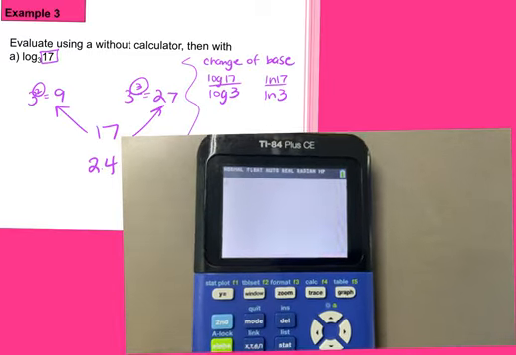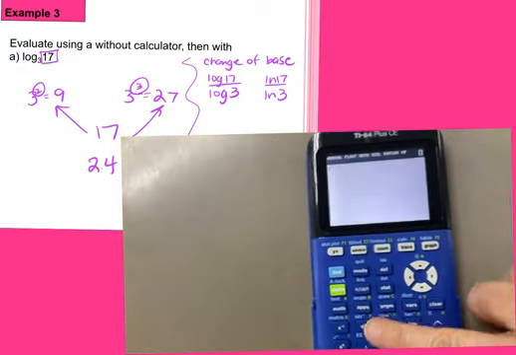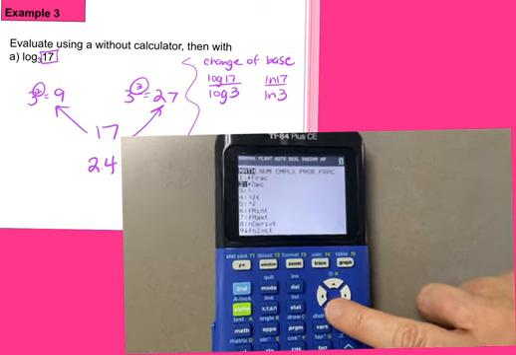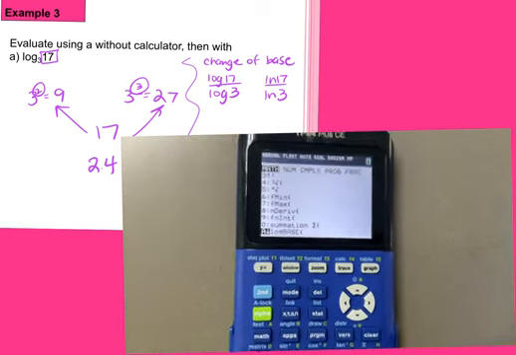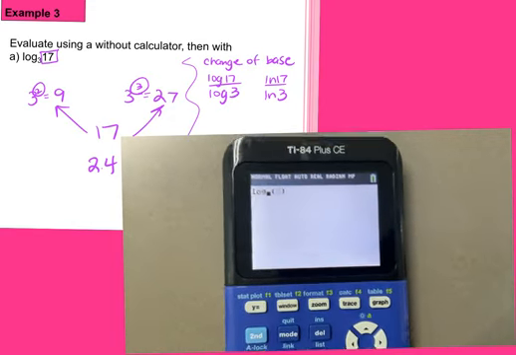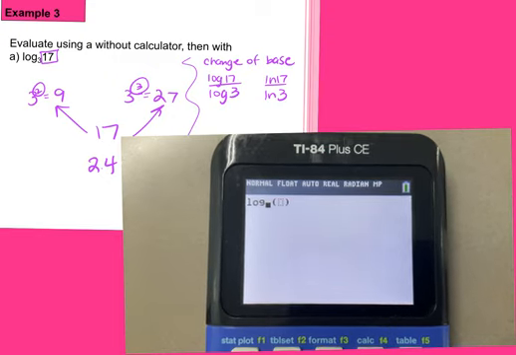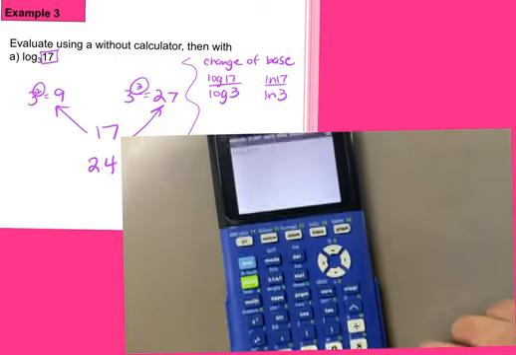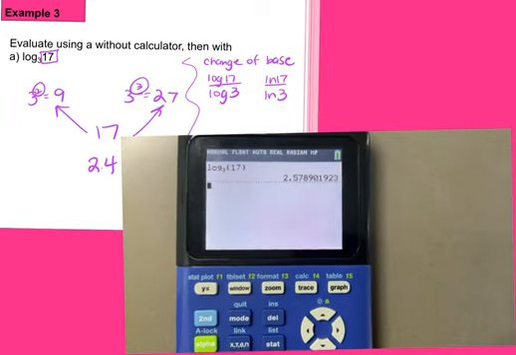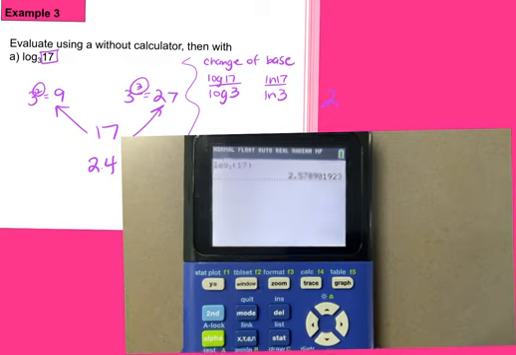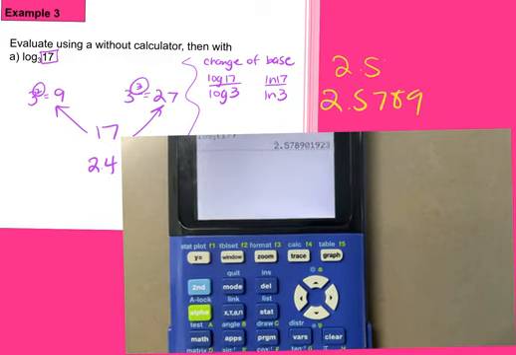On the graphing calculator, if you hit math and you go all the way down to A, it says log base. If you hit enter there, it gives you the log with the lowered base and then the number next to it. So I can rewrite that as 3 and 17 and hit enter. And I get 2.5789. So this would round to 2.579.